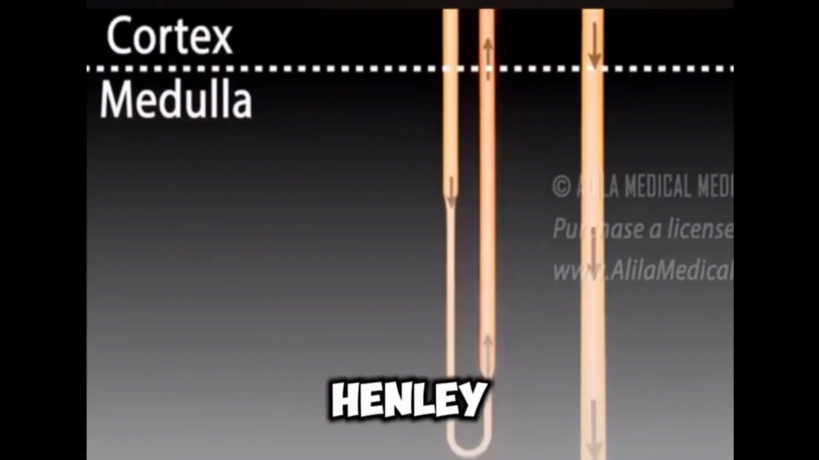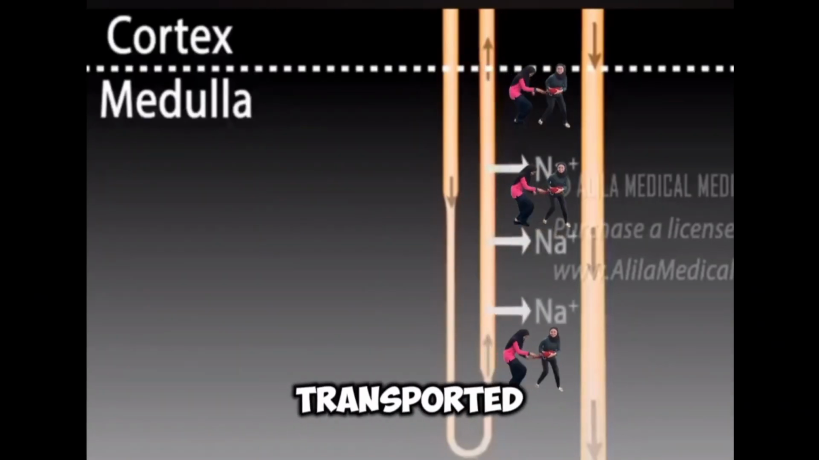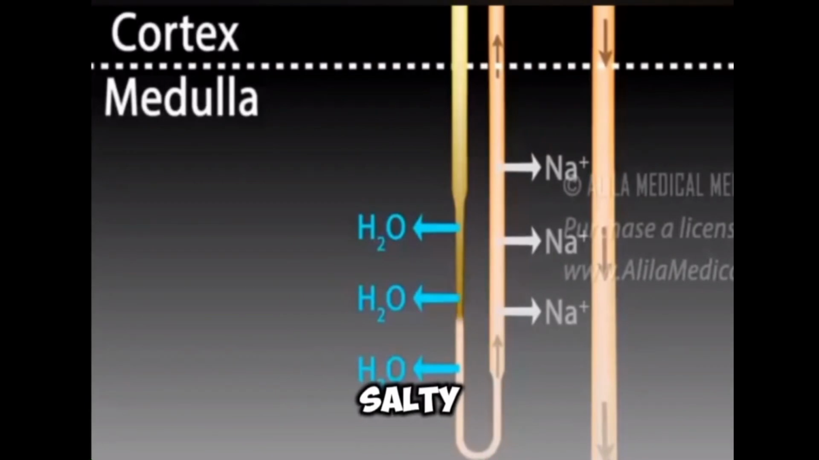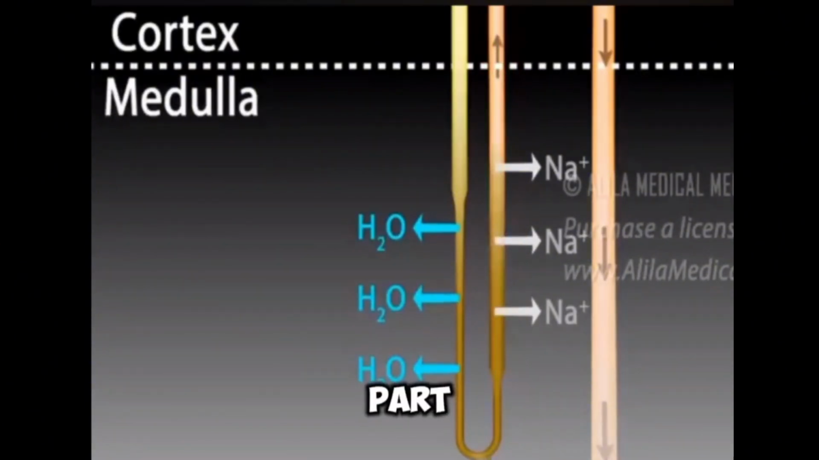Going up the arm of the loop of Henle, no water is reabsorbed, but sodium chloride is actively transported, which causes the medulla to be salty and allows osmosis when filtrate travels down the arm of the loop of Henle. After ascending the loop of Henle, filtrate is at its most dilute and is hyperosmotic to the interstitial fluid. This part of reabsorption is called obligate reabsorption.